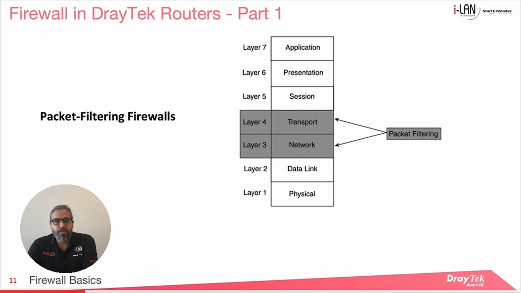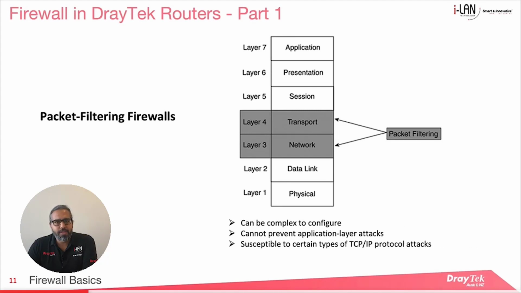Packet filtering firewalls do have some limitations. They can be complex to configure. They cannot prevent application layer attacks. They're susceptible to certain types of TCP/IP protocol attacks. And they don't support user authentication of connections. Draytech routers have additional firewall features that help overcome some of these limitations.